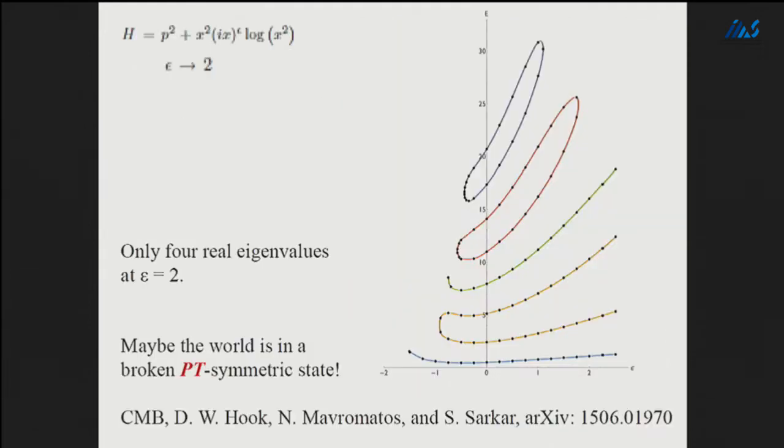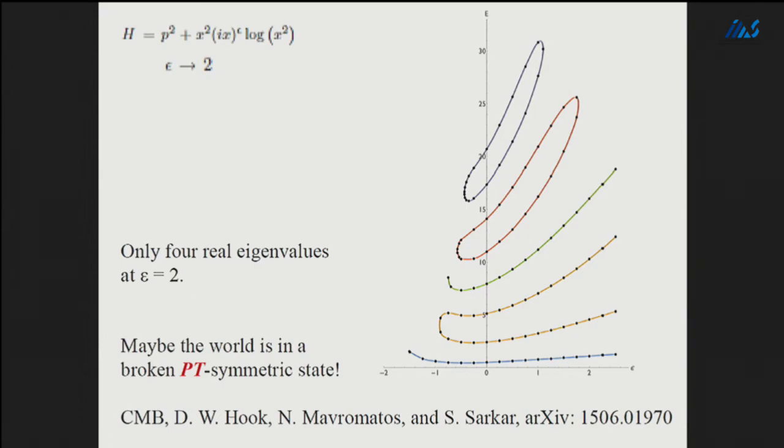So what happens is, to understand this at the quantum mechanical level, again, I write down the potential x squared times ix to the epsilon times log of x squared, and I let epsilon go to 2. And now what you find is that you are in a broken PT symmetric theory, not an unbroken PT symmetric theory. In fact, this is what the energies look like. And what you see is that epsilon equals 2 is when you recover the Higgs model, the minus x to the 4 log x squared model.